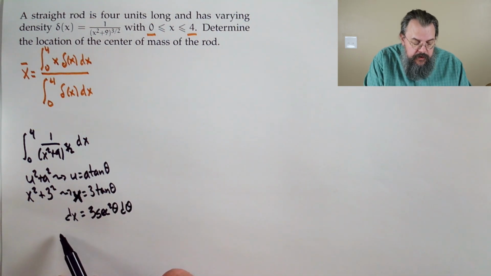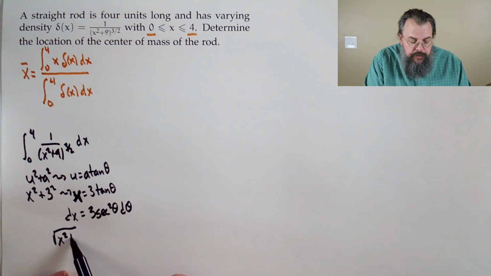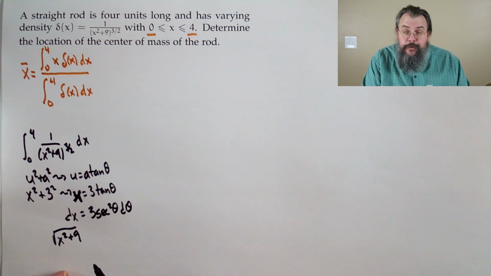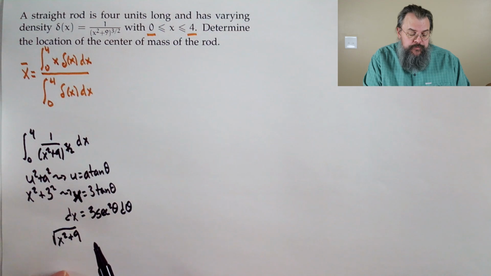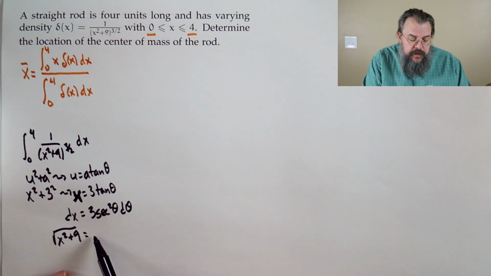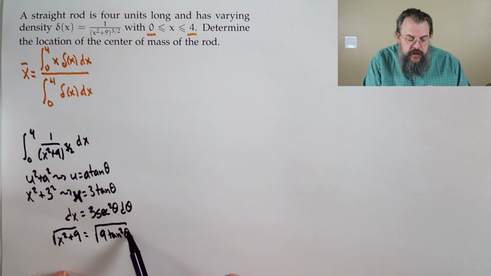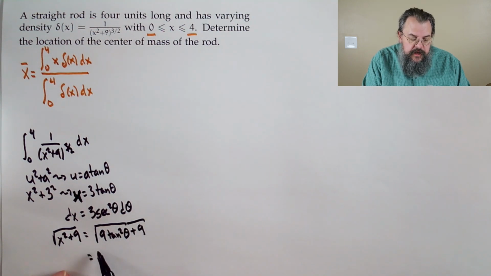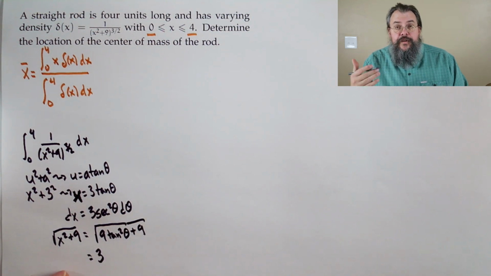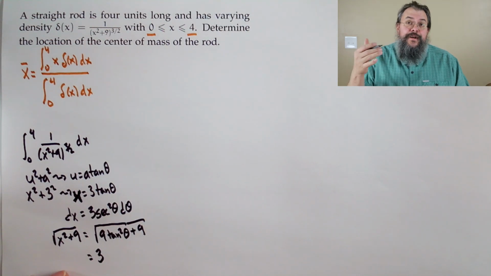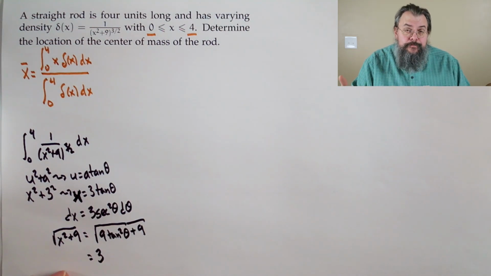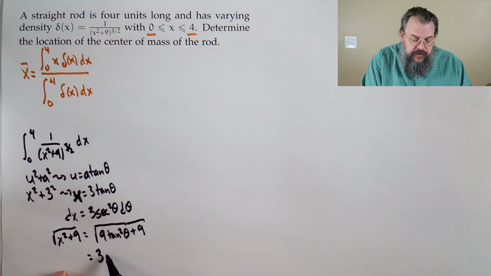And we should also talk about the square root of x squared plus 9. Well, what is that going to become? If we work it out, it would become the square root of 9 tangent squared plus 9. You can pull out the square root of 9, which is 3. Then you have a square root of tangent squared plus 1. Tangent squared plus 1 is secant squared. Square root of secant squared is secant.